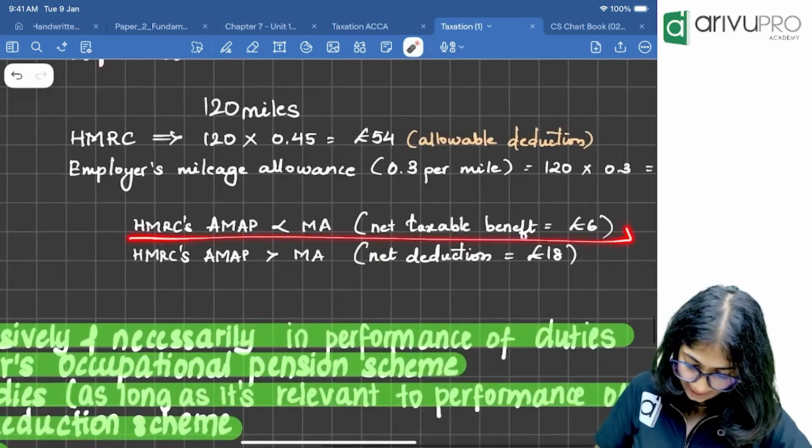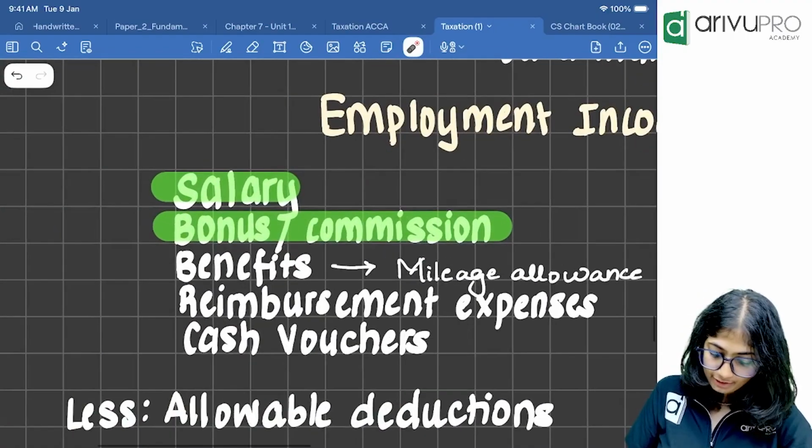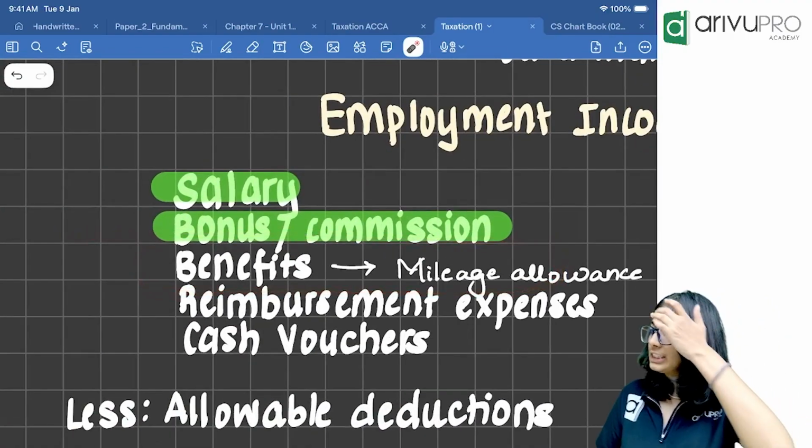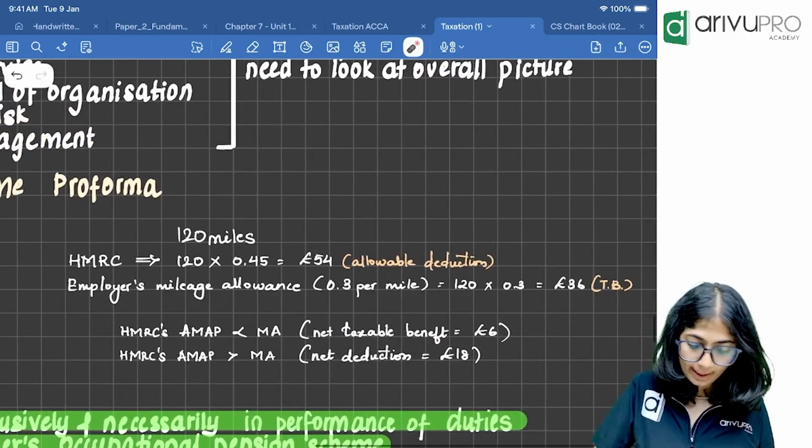In the first case, what we had seen, there's a taxable benefit. That is, in the benefits column, there's going to be a 6 pounds taxable benefit. This is the only thing that you have to keep in mind.